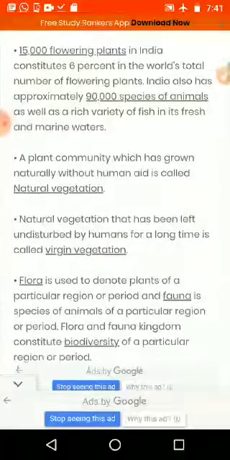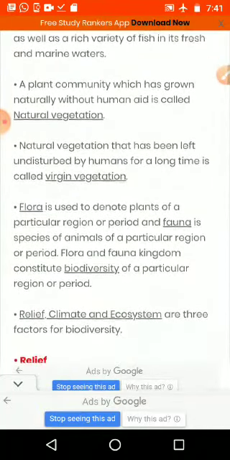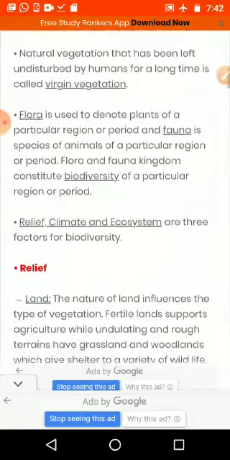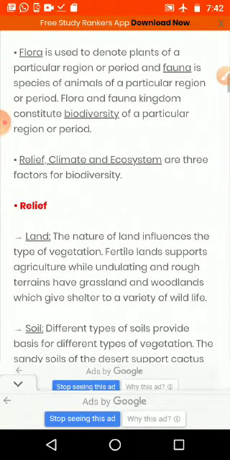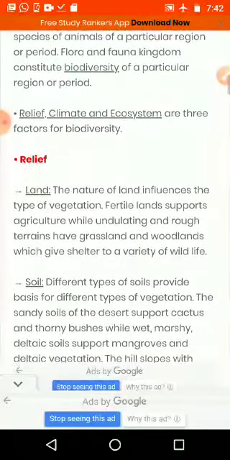A plant community which has grown naturally without human aid is called natural vegetation. Natural vegetation that has been left undisturbed by humans for a long time is called virgin vegetation. Flora is used to denote plants of the particular region or period, and fauna is the species of animals of a particular region or period. Flora and fauna kingdom constitutes biodiversity of a particular region or a period. Relief, climate and ecosystem are the 3 factors of our biodiversity.